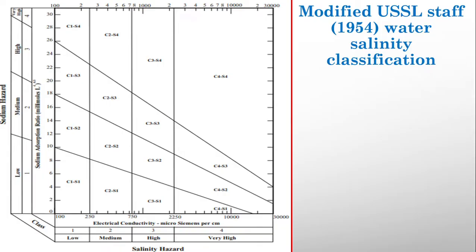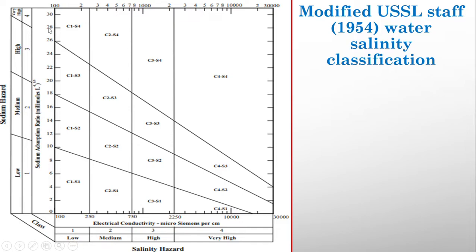According to all these parameters, we have discussed four parameters: sodium hazard, salinity hazard, toxicity of ions, and residual sodium carbonate. Based on all these parameters, the USSL, United States Salinity Laboratory, has classified the irrigation water into 16 classes. So here you can see there are 16 classes: C1S4, C2S4, C3S4, C4S4, C1S3, C2S3, C3S3, C4S3, C1S2, C2S2, C3S2, C4S2, and C1S1, C2S1, C3S1, and C4S1. So 16 classes of water are there according to USSL.